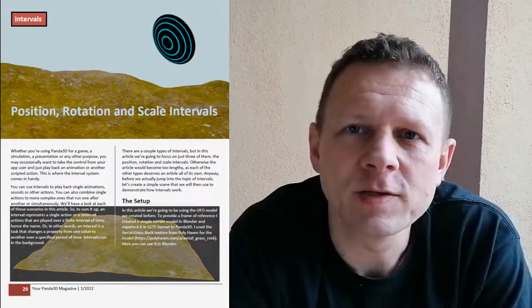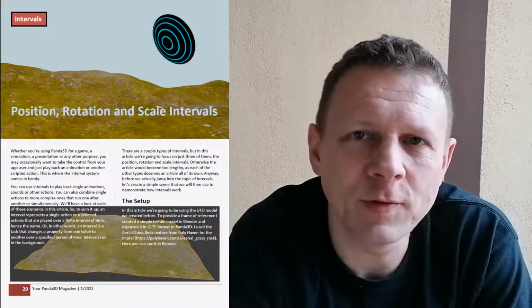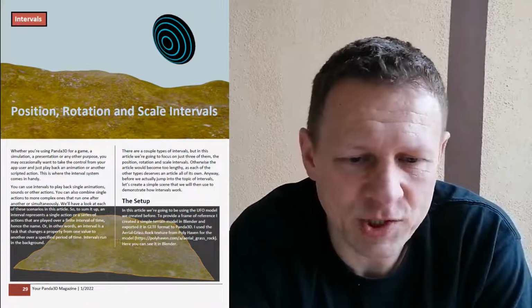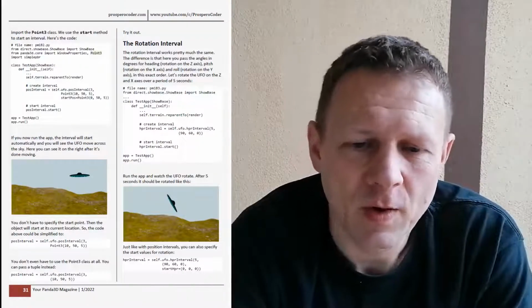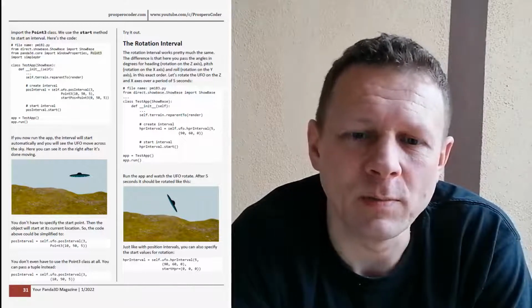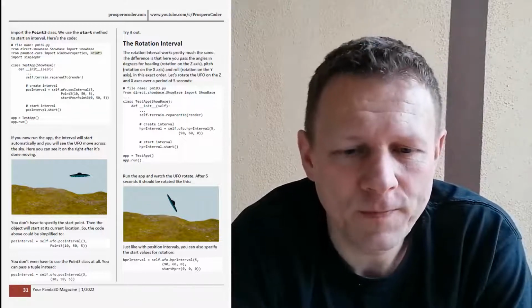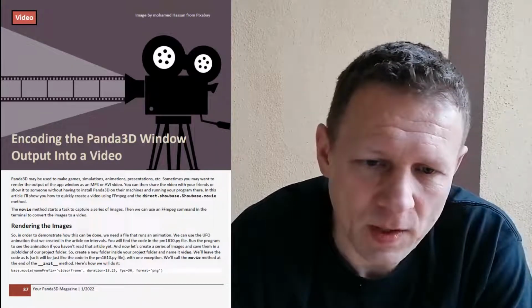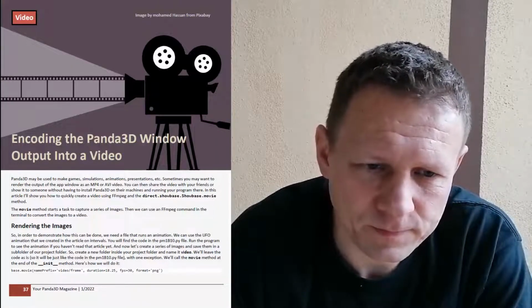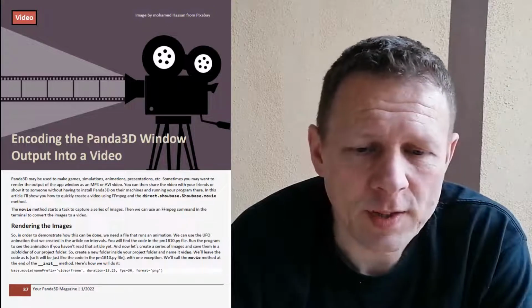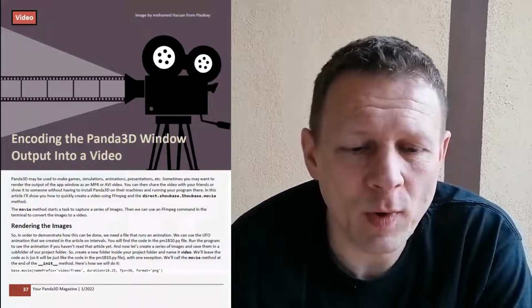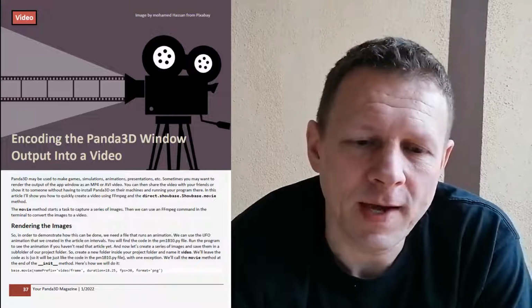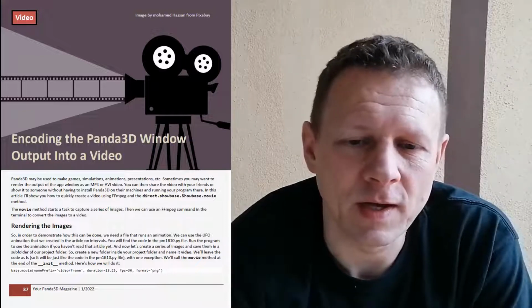Now the next column is related purely to Panda3D. In this issue, we're going to talk about intervals, and in particular about position, rotation, and scale intervals. We're going to use the 3D model we created in Blender, the UFO, to make an animation. And in the next column, which is video, we're going to talk about encoding the Panda3D window output into a video. So we'll be creating a video of the animation created in the intervals column before.